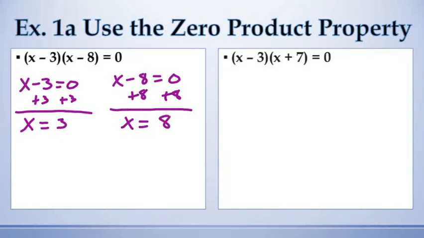And I can check mentally by plugging 3 in for x. 3 minus 3 is 0. 3 minus 8 is negative 5. 0 times a negative 5 is 0. So I know 3 can be one of my answers. If I put 8 in, 8 minus 3 is 5. 8 minus 8 is 0. 5 times 0 is 0. Therefore, 3 and 8 are my possible solutions. You may do the one on the right yourself.